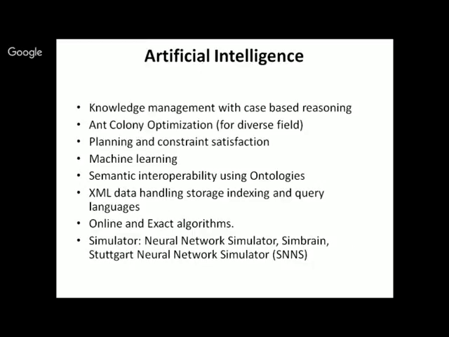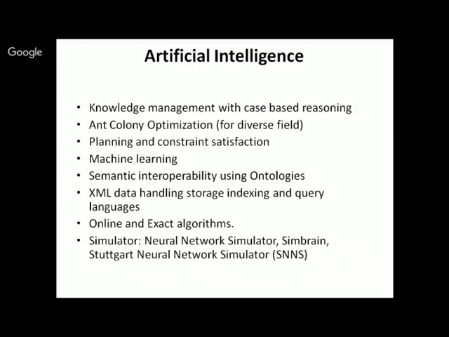Likewise, there are multiple areas in the fields of computer science, like artificial intelligence. In this, you can propose new algorithms in the area of machine learning, planning and constraint satisfaction, or online and exact algorithms, how they can be proposed, and how your neural network can be trained. Ant colony optimization can also be used. This ant colony optimization can be used in diverse fields. It is not limited to artificial intelligence. Even in different branches, like electrical engineering and mechanical engineering, people are using ant colony optimization.